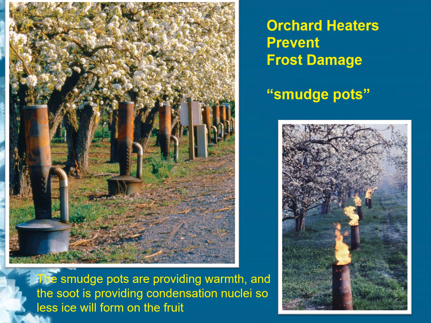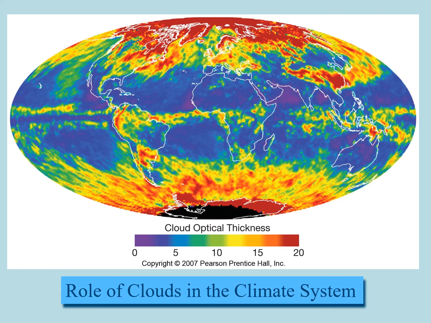Orchard heaters and smudge pots. Okay, so on the, which one is which? Maybe they're both the same. So what happens here is that these heaters are burning some kind of fuel, which would create some particles being emitted. I guess that's why they're also called smudge pots. So they're providing warmth, warming the air around your citrus trees and fruit, but also it's releasing soot that is providing condensation nuclei so that you'll get some of that ice to form on the soot and less on the fruit.